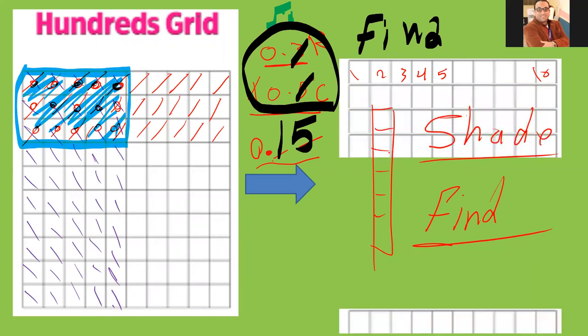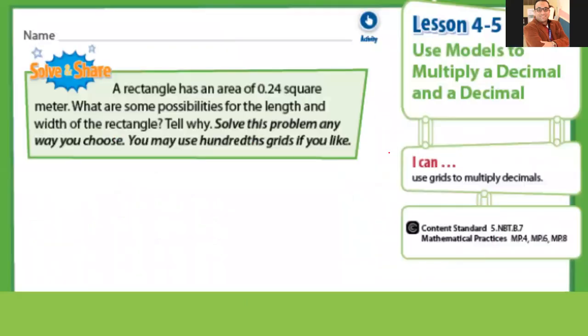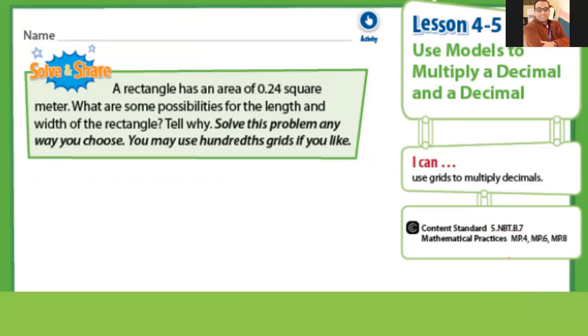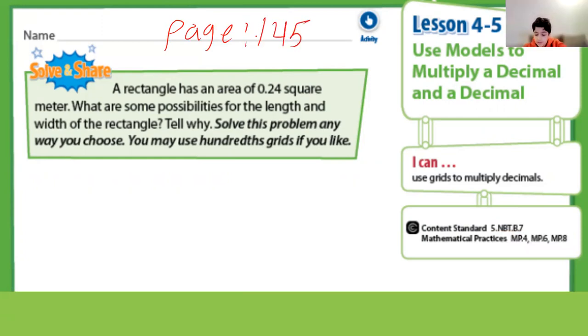Solve the next question, Abdurrahman, on the first page of the lesson. Tell me the page number and start solving the question. Solve and share, my dear students. Okay, page 145, and Abdurrahman will solve. A rectangle has an area of 0.24 square meters. What are some possibilities for the length and width of the rectangle? Very good.